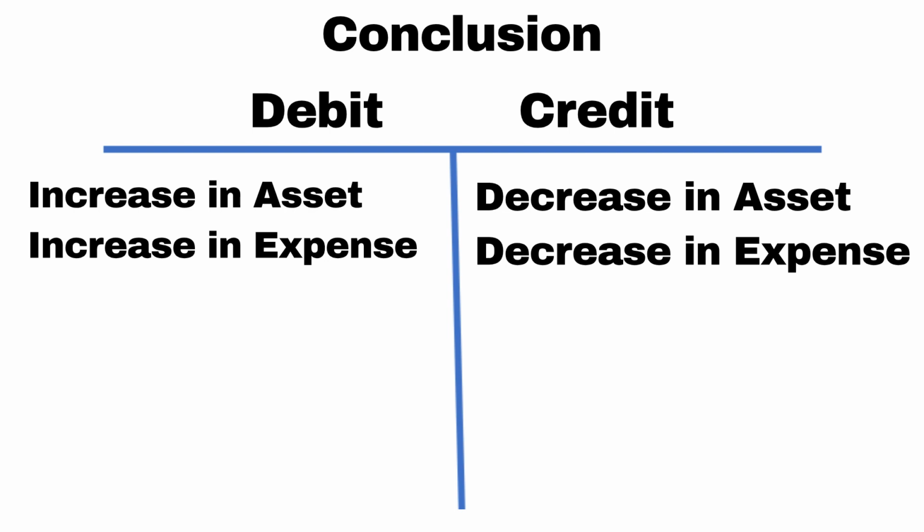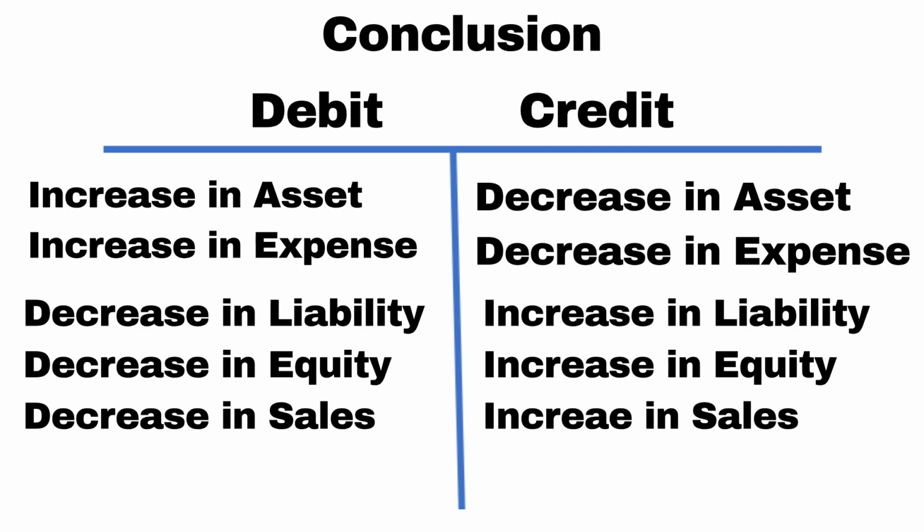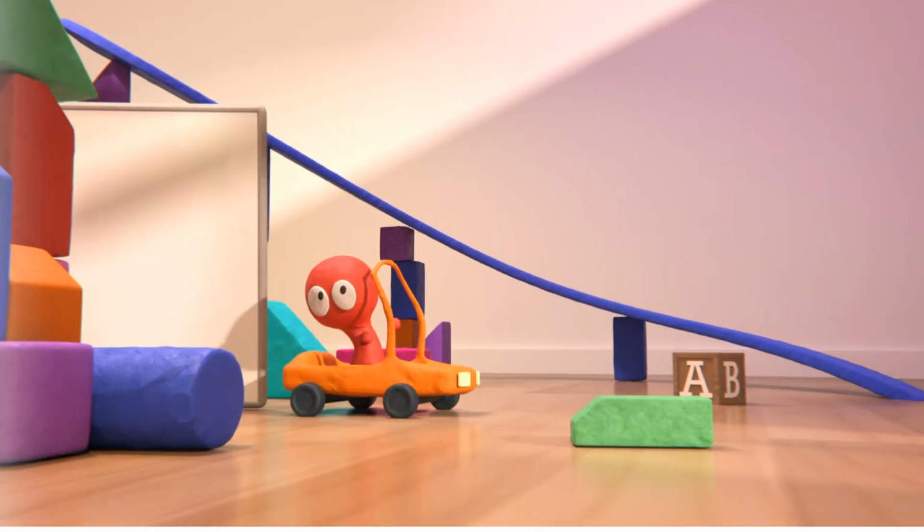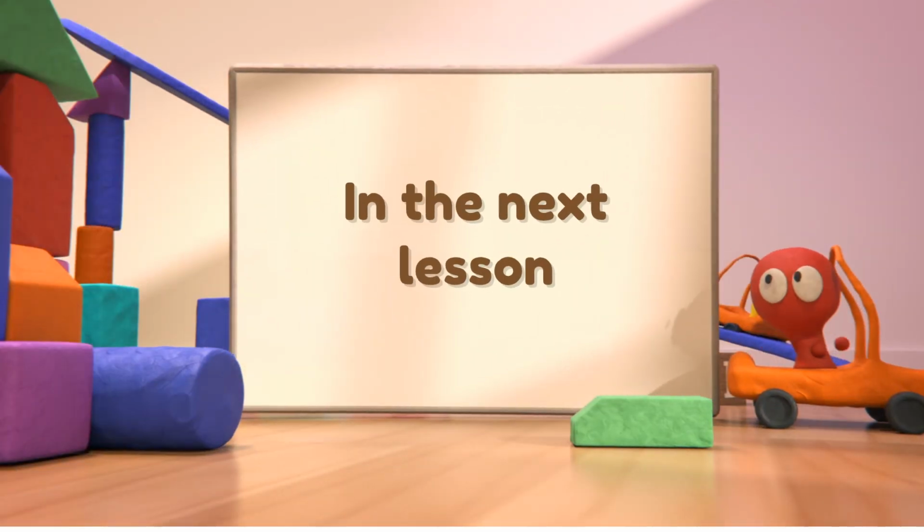Learning summary. Increase in assets and expenses are debited. Conversely, decrease in assets and expenses are credited. Increase in liabilities, capital and sales are credited. Conversely, decrease in liabilities and capital are debited. In the next lesson, we will learn the chart of accounts.